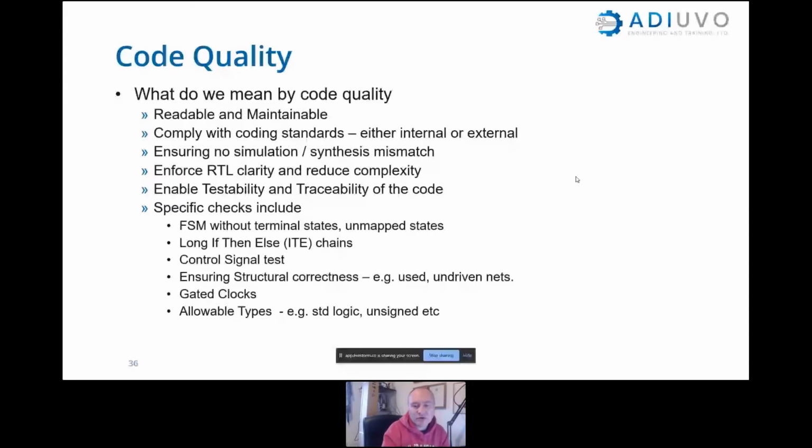It needs to comply with your company's coding standards, and you should really have some company coding standards to make sure that engineers are working in a sensible way. And it's back to the same point again about readability and maintainability. If you have coding standards, then everybody knows what's going on and the standards that are expected of the code. We want to ensure that there's no simulation or synthesis mismatch. We want to make sure that we reduce complexity wherever possible, while ensuring testability and traceability.